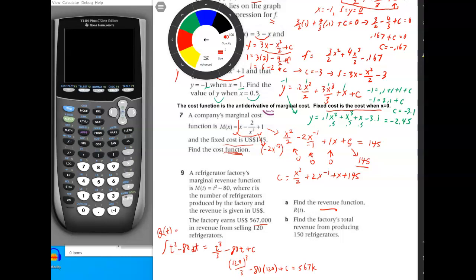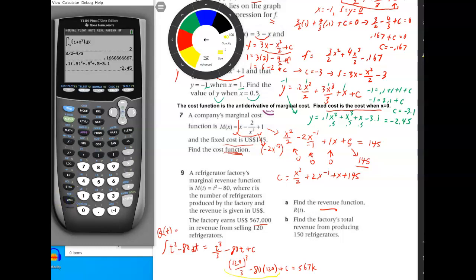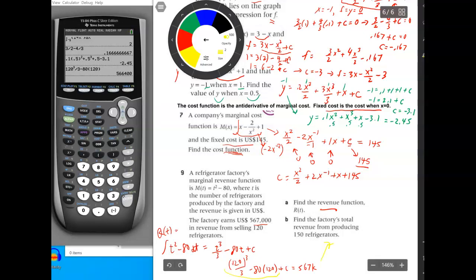First I'm going to take this part here and simplify it into a number. So I'm going to put 120 cubed divided by 3 minus 80 times 120. And that gives me 566,400. So this gives me 566,400 plus c equals 567,000.